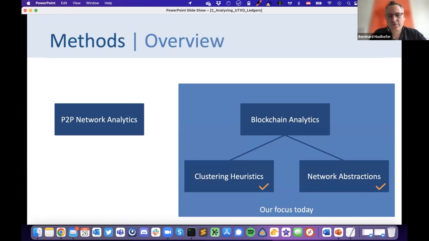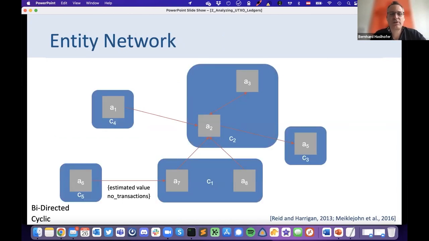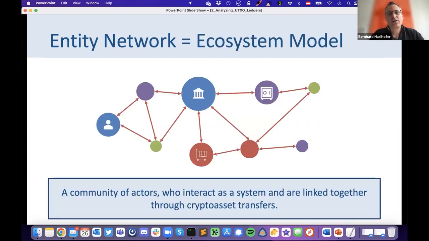If we go one step further and combine this idea of creating an address network abstraction with the idea of applying clustering heuristics to combine our addresses, we can even create a higher level of abstraction, which is the so-called entity network. If we can cluster addresses into so-called entities, we can then link those entities with each other and get the entity network, which is, I think, the closest possible ecosystem model we can get from the data that's publicly available on blockchains.